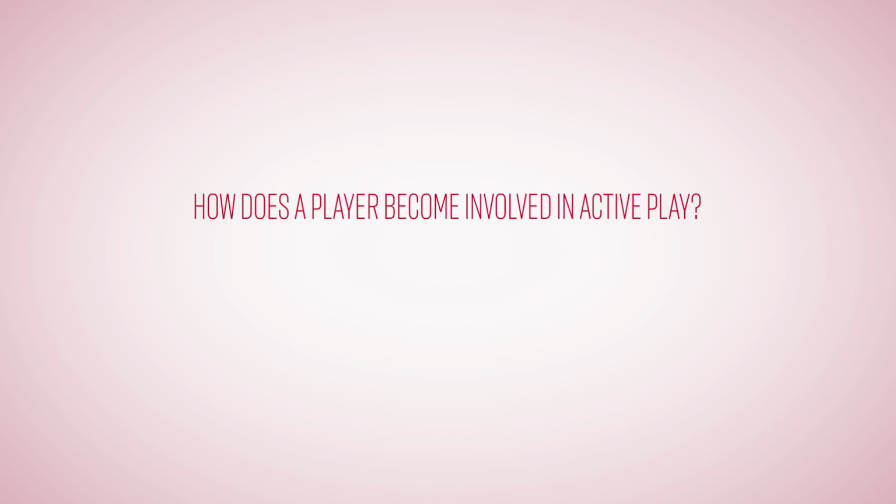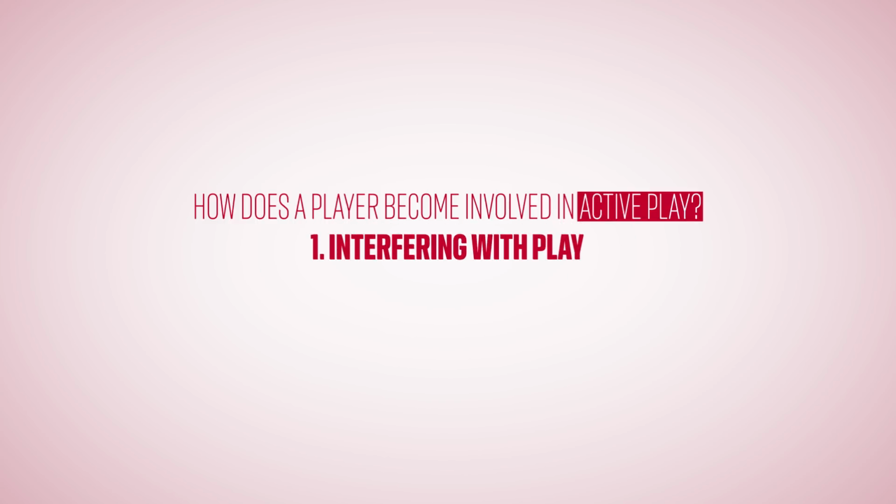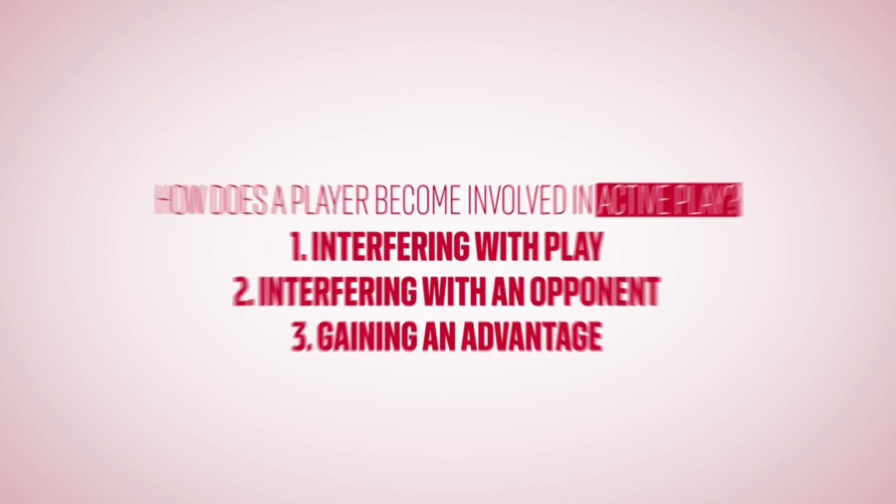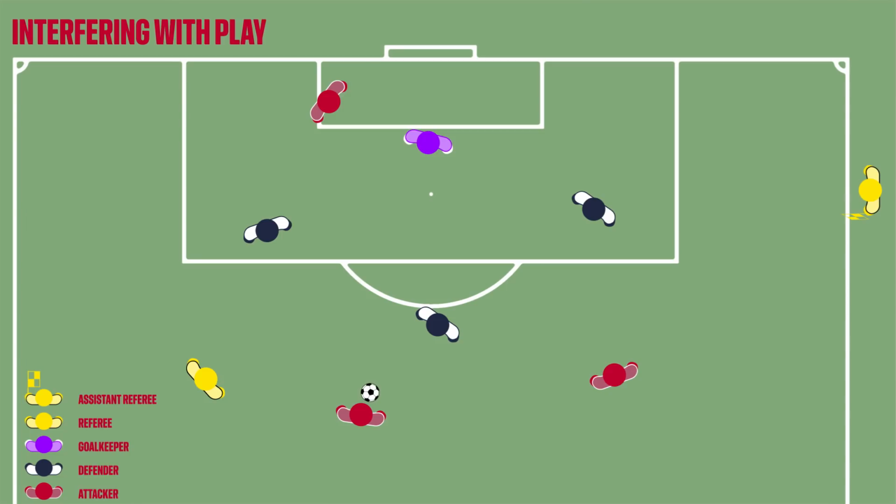How does a player become involved in active play? The player in an offside position when the ball was played or touched by a teammate can become involved in active play in three ways: by interfering with play, by interfering with an opponent, or by gaining an advantage. Interfering with play simply means that the attacker in an offside position has played or touched the ball that was last played or touched by a teammate.